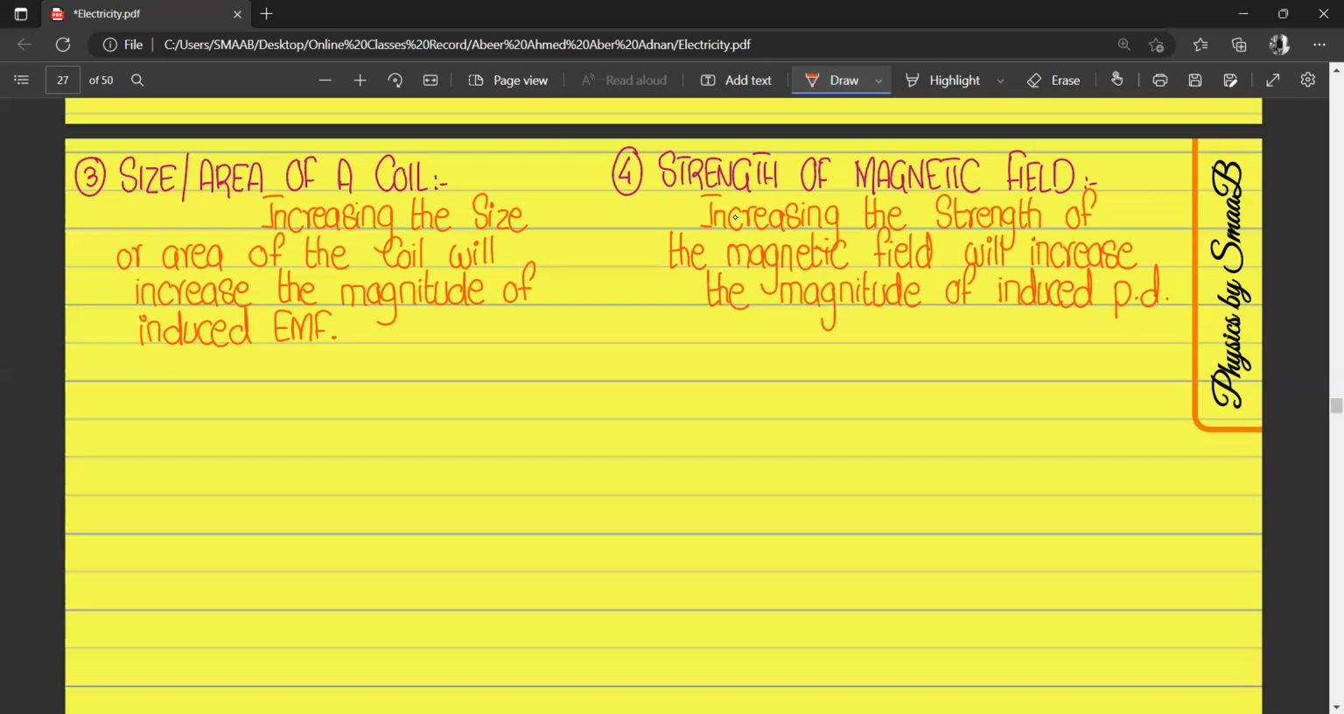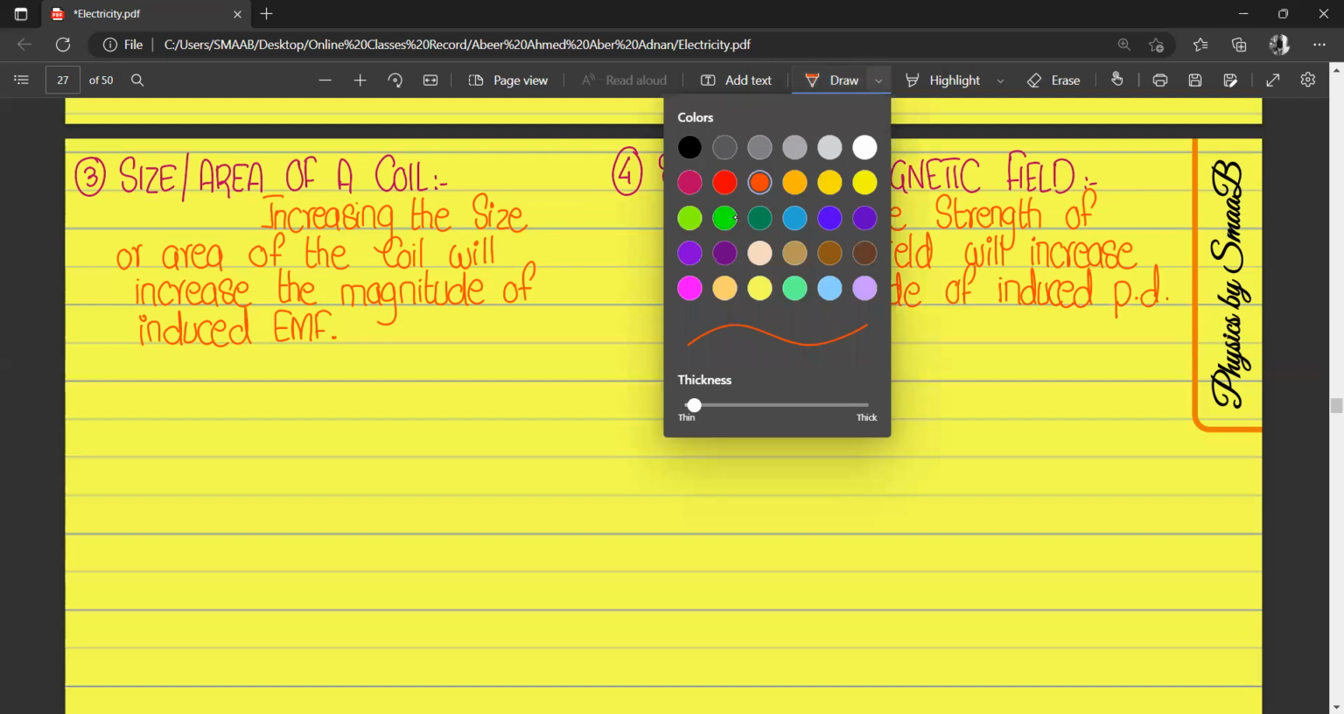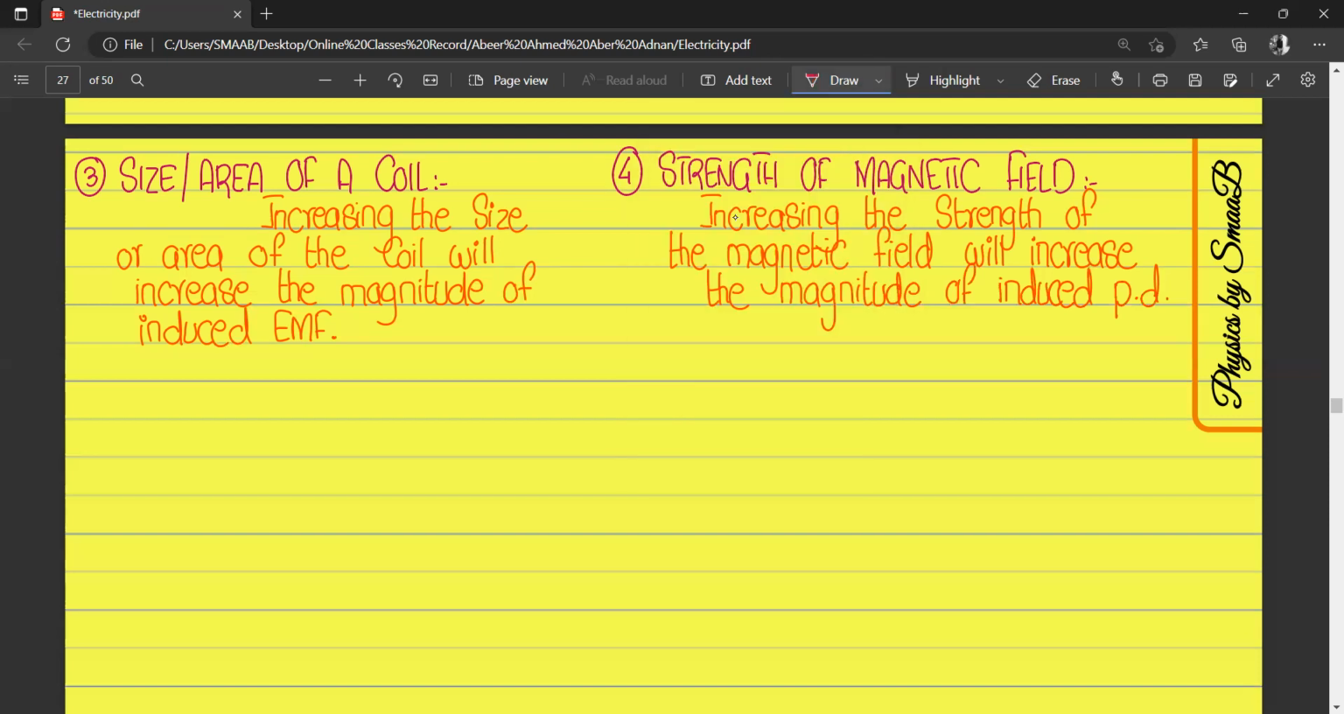And what will be the last factor? Type of magnet? No. Actually, we already discussed in factor number 4, that is related to the strength of magnetic field. And strength means if we use a weak magnet, there will be a weak magnetic field, and if we use a strong magnet or a good magnet, there will be a strong magnetic field. So factor number 5 is related with the orientation of the magnet, right?